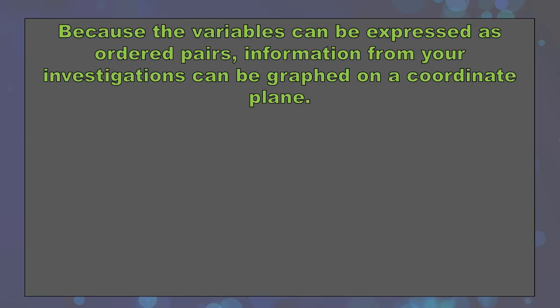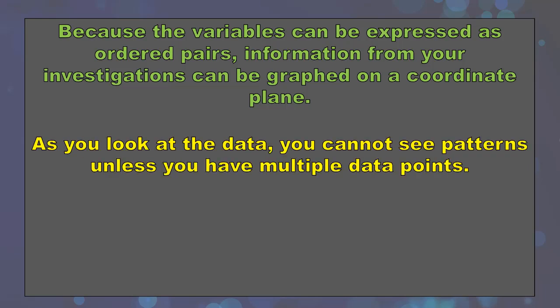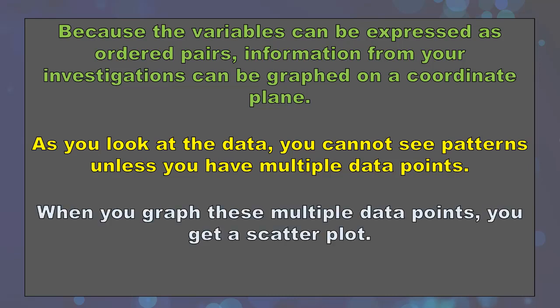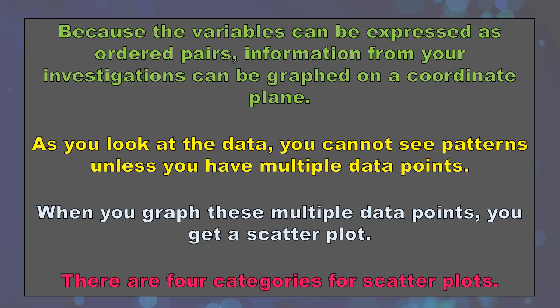So, because the variables can be expressed as ordered pairs, information from your investigations can be graphed on a coordinate plane. As you look at the data, you can't see patterns unless you have multiple data points. When you graph these multiple data points, you get what's called a scatter plot. Remember we saw scatter plots back in section 2.2. And there are 4 categories for scatter plots. There's actually more than 4, but there's 4 that we're going to focus on here in this particular section.